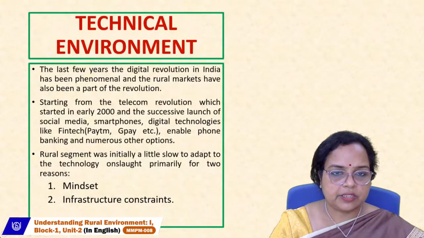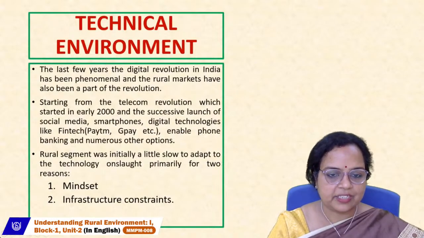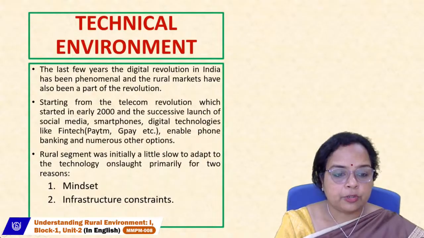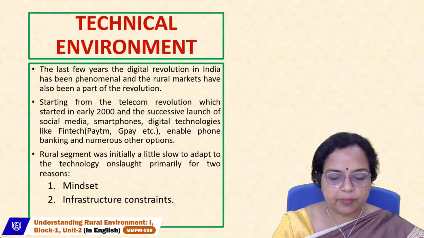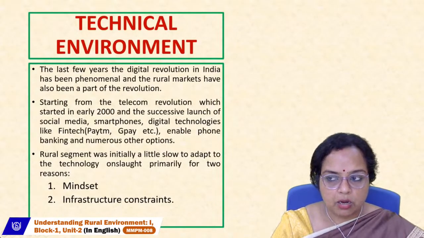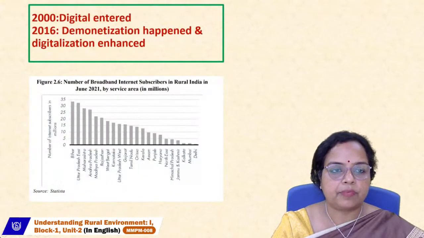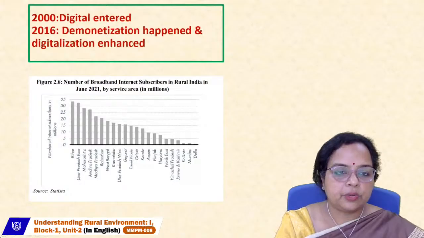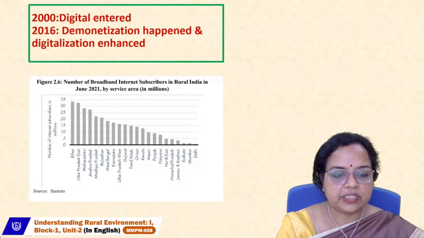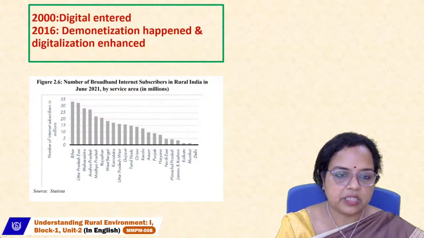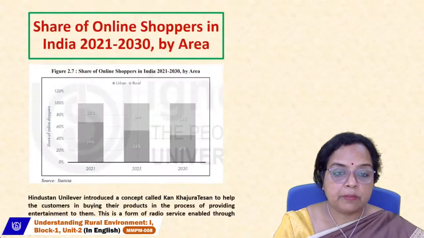And beyond that, the last is the technical environment, because we cannot deny internet, smartphones, and other gadgets. The rural segment was initially a little slow to adapt to technologies, but slowly they are now adapting due to the change in mindset and infrastructure. Infrastructure constraints meant they were not adapting it, but nowadays they are slowly adapting. Digital entered in 2016, demonetization happened, and this is the data where you can see the number of broadband internet subscribers in rural India in June 2021 by service area in millions.